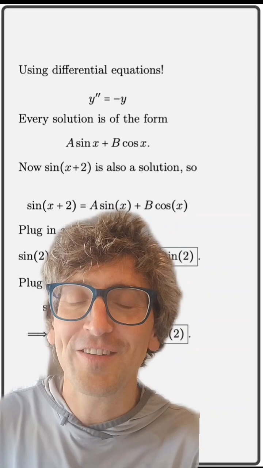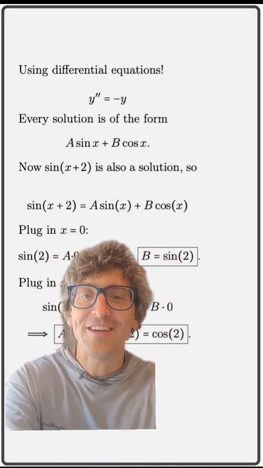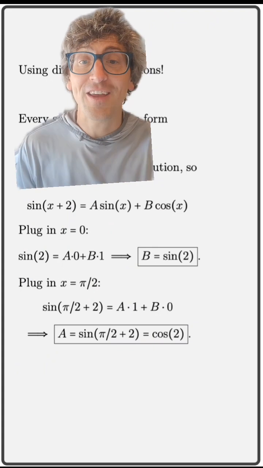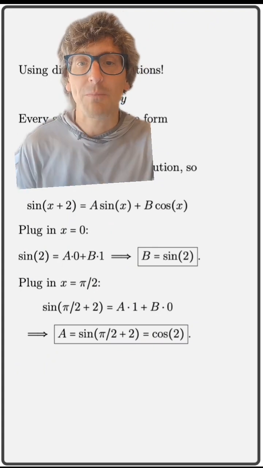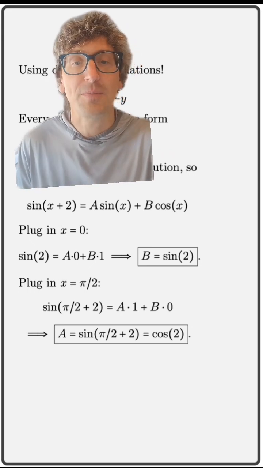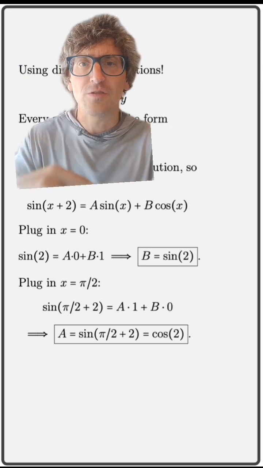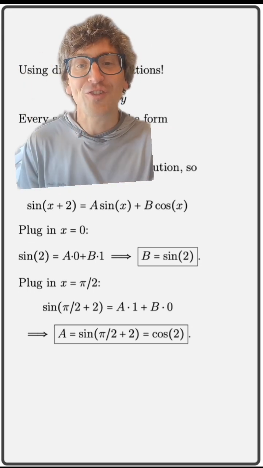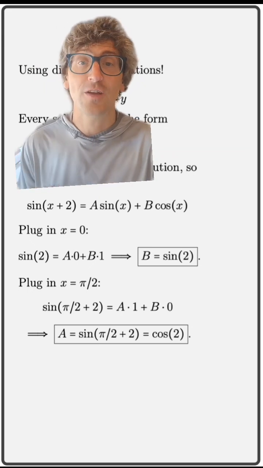Now, what are those constants? Well, just plug in some values and let's see. Some convenient values to plug in are maybe 0 and pi over 2. If you plug those in, they immediately tell you what a and b have to be. Down here at the bottom, notice I use the fact that if you take the sine curve and you shift it by pi over 2, you actually get the cosine curve.